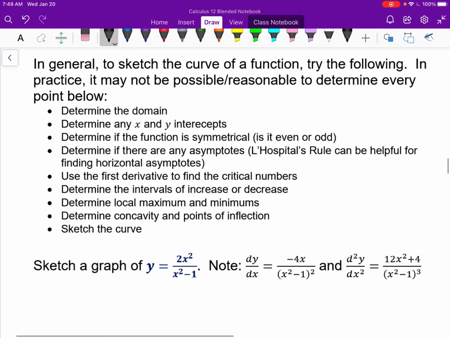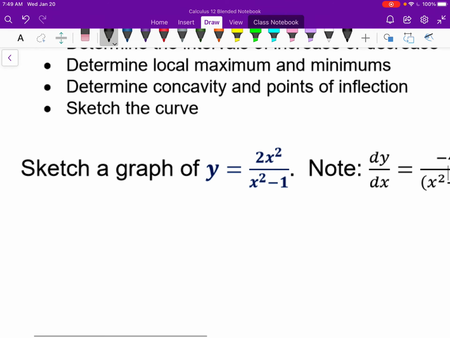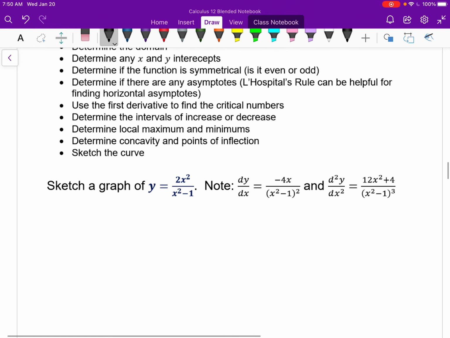let's get to it. So what I have here, and I'm going to go through 2 examples, are essentially, I want to sketch this function. I want to sketch 2x squared over x squared minus 1 using what we know about derivatives. In this particular example, I've given you the first and second derivative already, although we should be able to find those if we needed to on our own.